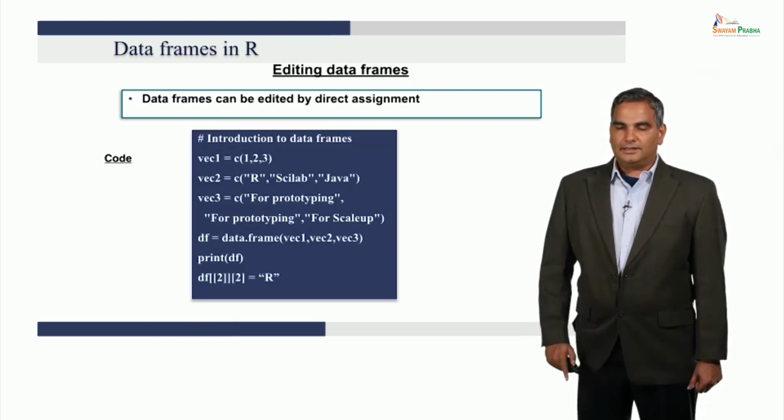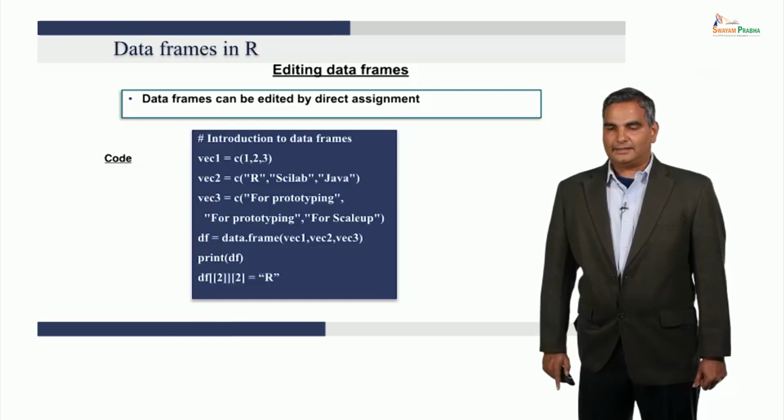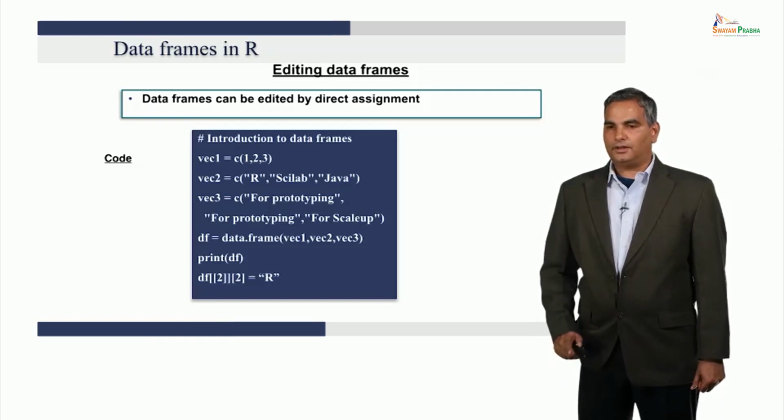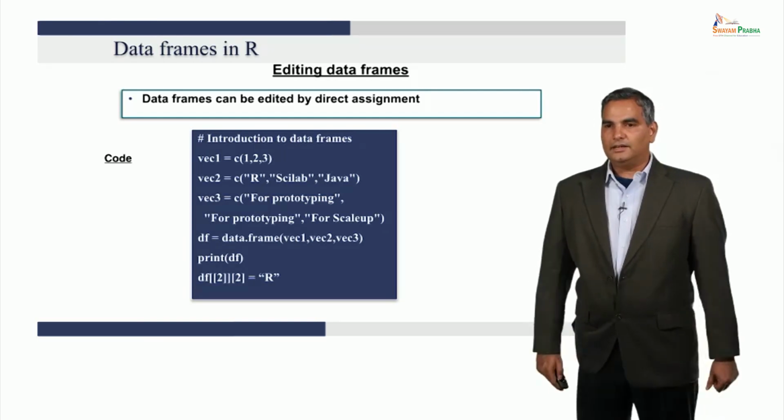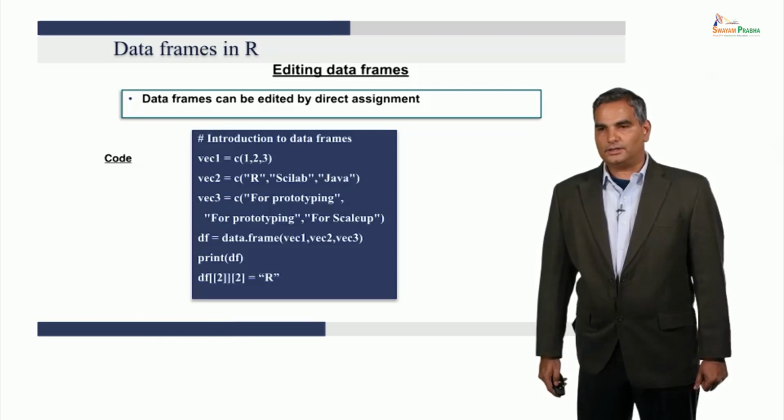And we had already seen before, if you want 2-level access, you have to do the first level where you have 2 square brackets and the second level with a single square bracket, as we see here. So this is directly changing data frames from the console itself.